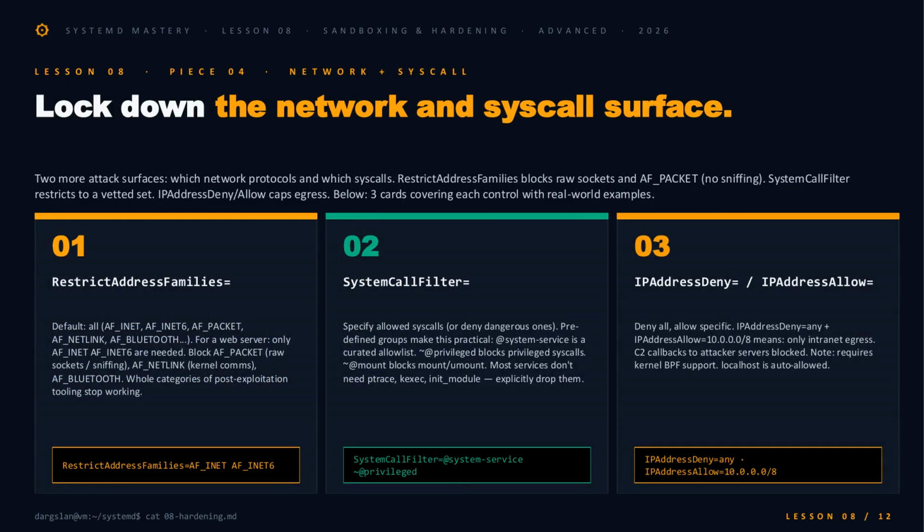Now families 3 and 4, kernel surface and network. RestrictAddressFamilies cuts the socket types your service can even open. For a web server, AF_INET and AF_INET6 are all you need. And dropping AF_PACKET alone kills entire classes of sniffing tools. SystemCallFilter goes deeper, narrowing the kernel ABI to a vetted allow list like @system-service, while explicitly stripping @privileged. And IPAddressDeny paired with a tight allow turns egress into a whitelist, so a popped service can't phone home to a C2 server. 3 directives, 3 attack surfaces gone.